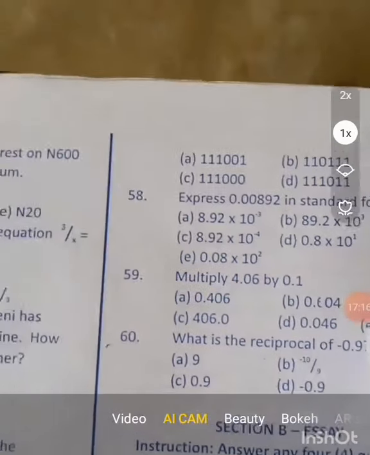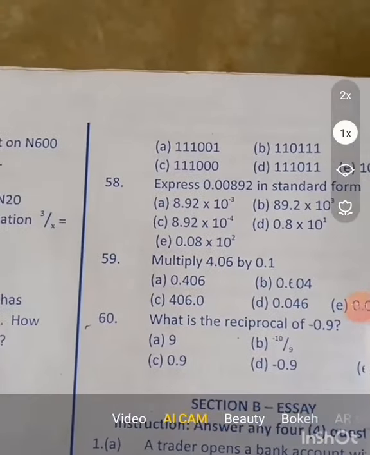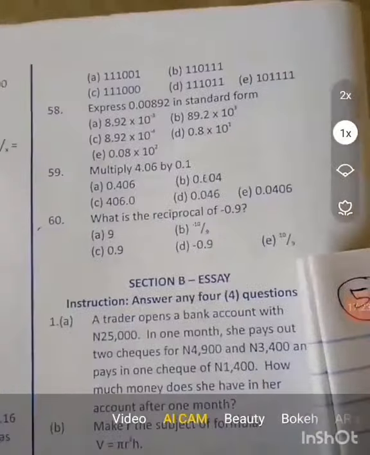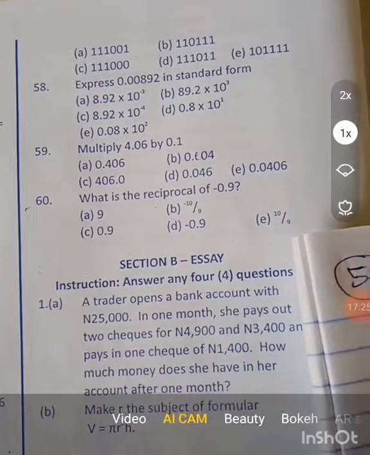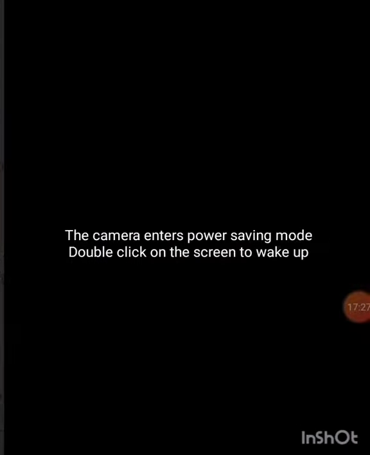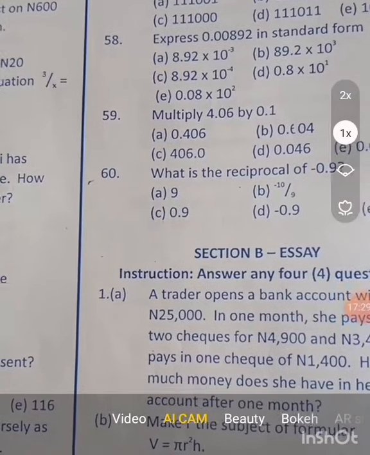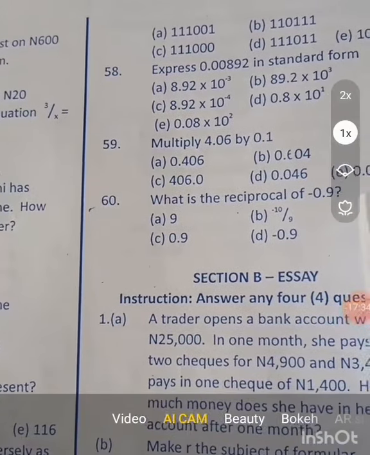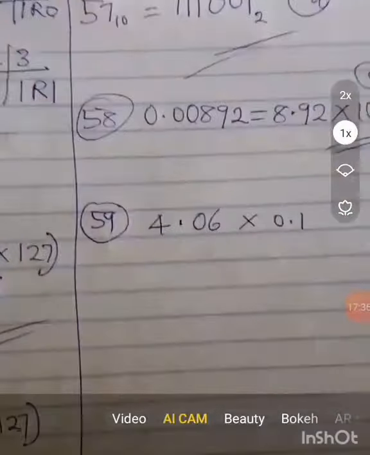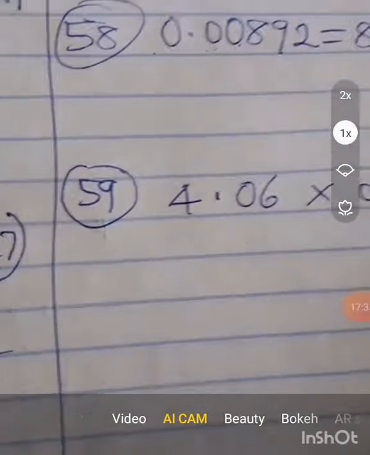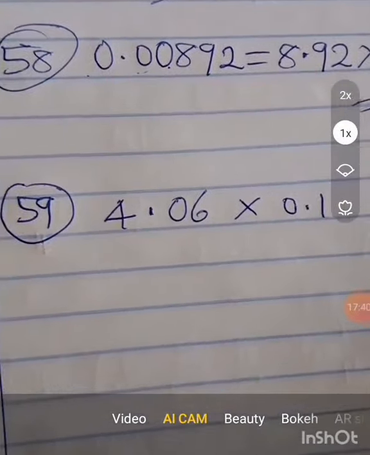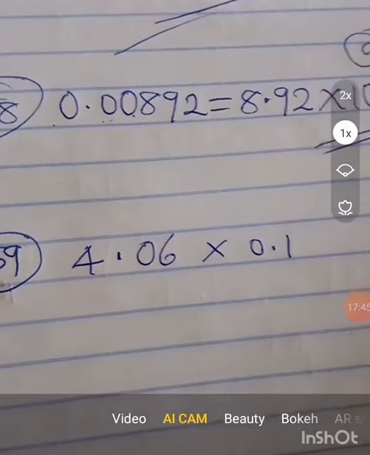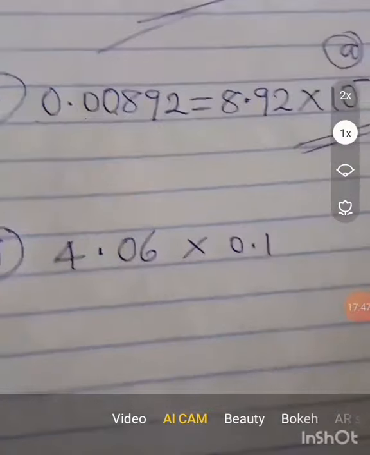Now number 59, we have a question here. Multiply 4.06 by 0.1. So multiply, which means it's times. So I'm going to times that. Now to make this simple, don't use a normal long multiplication to multiply this. Try to change this to fractions, and when you finish multiplying them normally, you convert them back to decimals.